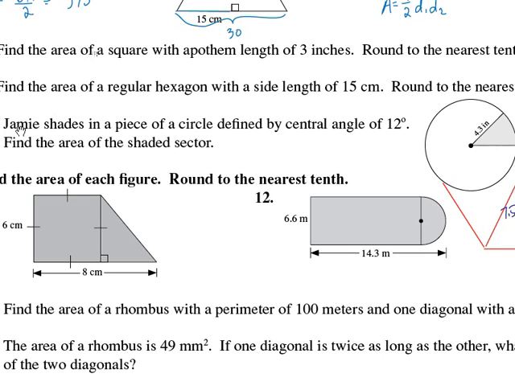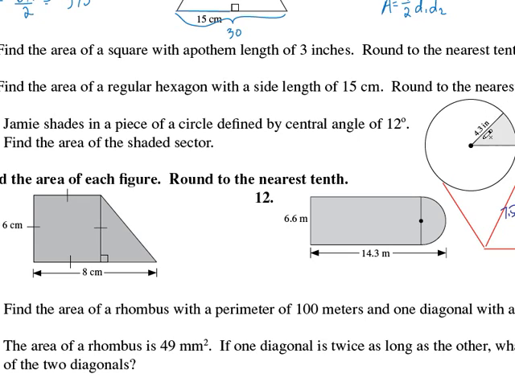We're only halfway through. So Jamie shades in a piece of circle defined by a central angle of 12 degrees. Okay, they don't put it in here. We'll have to write it in there. Find the area of the shaded sector. Oh, this is easy. Watch this. Let's go with this color.